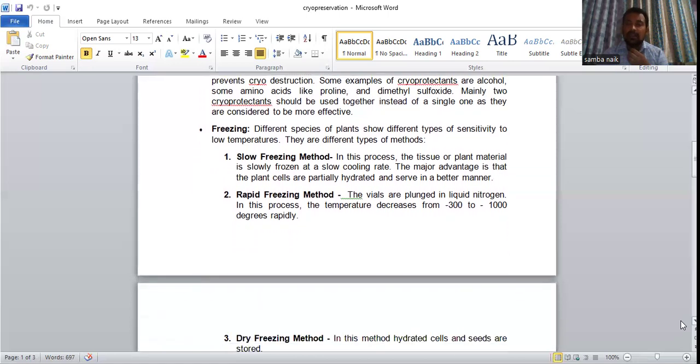Again, in the cryo freezing method, there are two freezing methods: the slow freezing method and the rapid freezing method. In the slow freezing method, the tissue or plant material is frozen at a slow cooling rate. The major advantage is that the plant cells are partially dehydrated and survive in a better manner. Compared to the rapid freezing method, the slow freezing method is very good. Slowly it will freeze, and the cooling rate is slow.